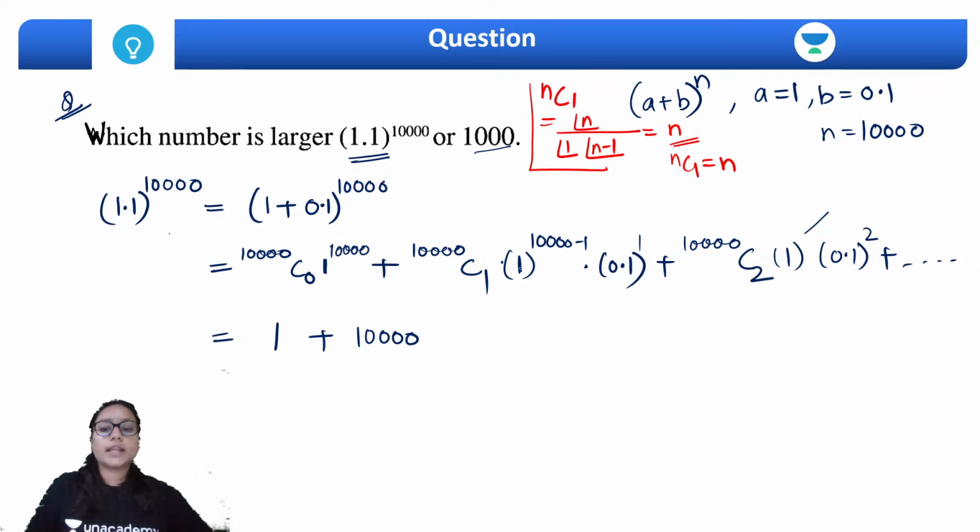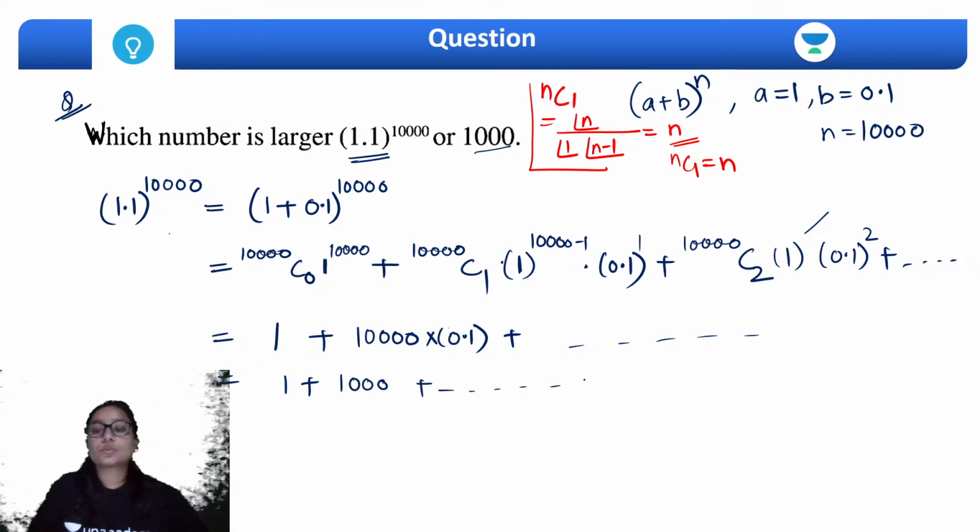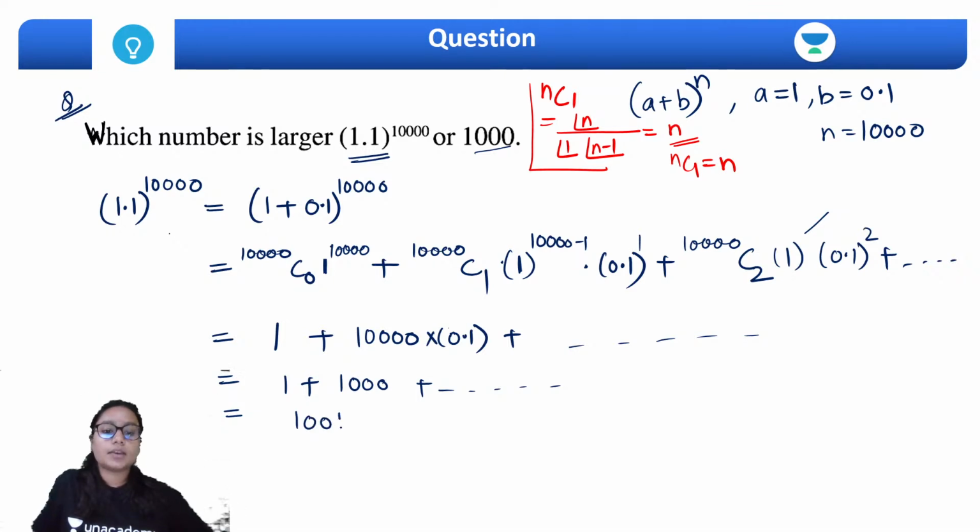Now then 1 into 0.1, so 10,000 times 0.1, plus 10,000 C2 and the rest of the terms. But all the terms will be positive here, this we are sure of. So from here, this will be equal to 1 plus 1,000 plus and so on. So from here we got this value as 1001 plus and so on.